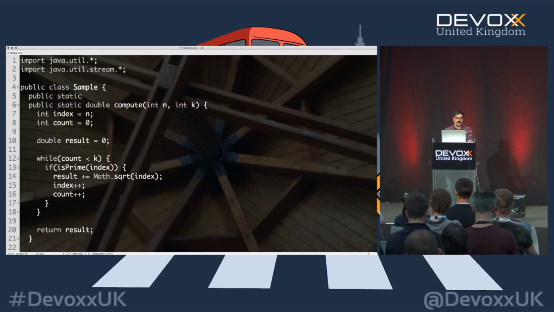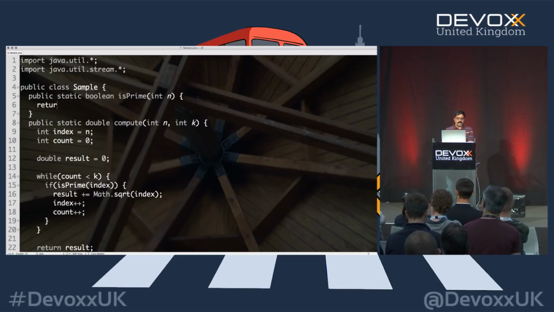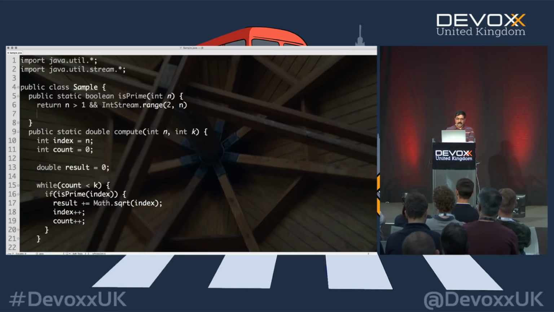While you're looking at it, let me write the isPrime method. So public static boolean. What do we do here? isPrime says, given a number n, I want to say return n is greater than 1 and tell me that IntStream dot range from 2 to the number, and I'm going to say dot noneMatch given the index i, n mod i is equal to 0.